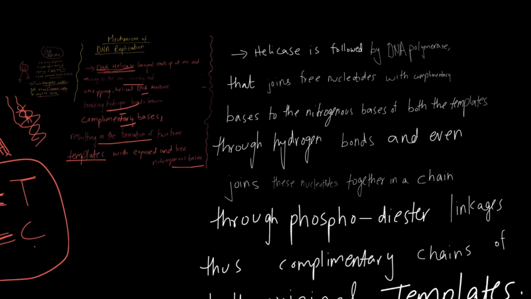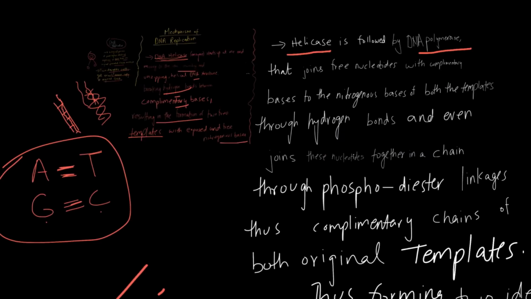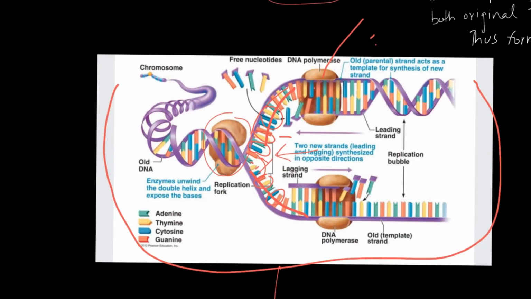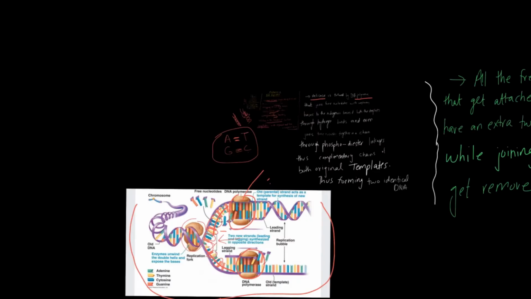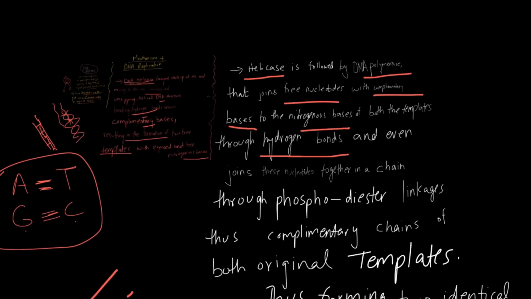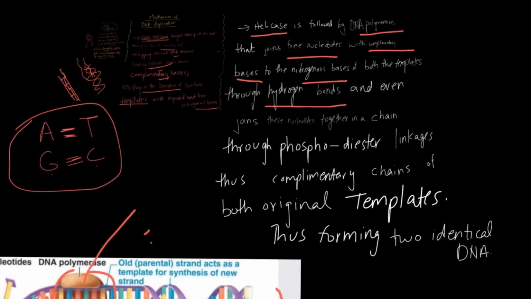In the second step, it says that DNA helicase is followed by DNA polymerase. Now, DNA polymerase is another enzyme, as the name suggests, and DNA polymerase is right here. This is DNA polymerase, right? So it's followed by DNA polymerase that joins the free nucleotides with the complementary bases to the nitrogenous bases of both templates through hydrogen bonds. What this means, I know it's a bit confusing, I'll just explain.